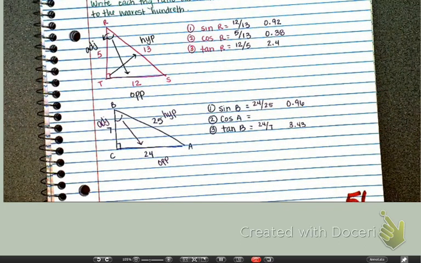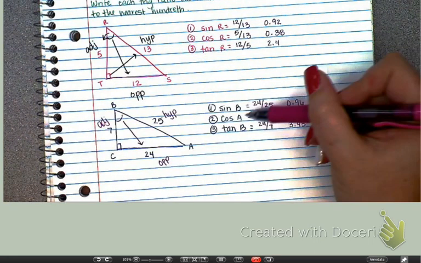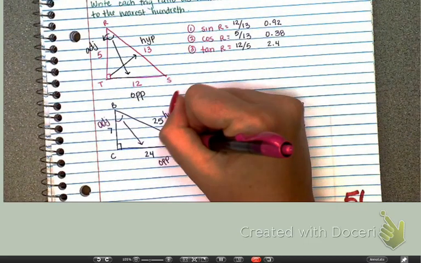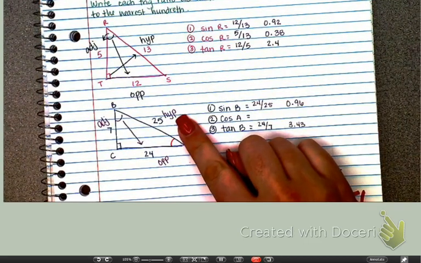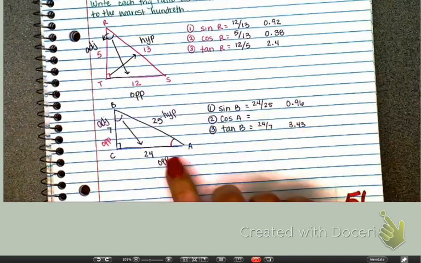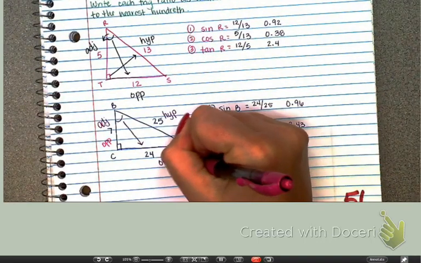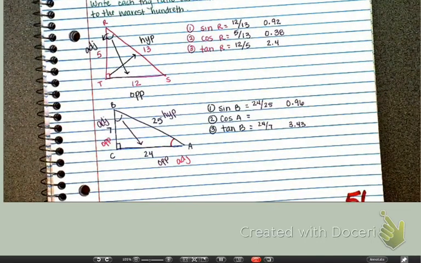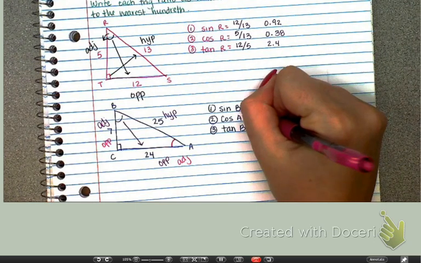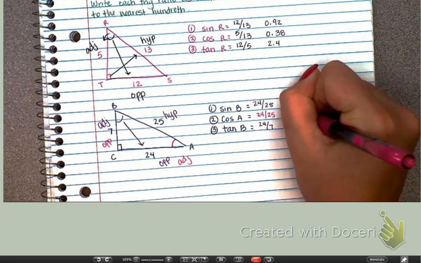Okay? Now, my reference angle is going to switch to A, so I have to relabel things. So if my reference angle is A, does the hypotenuse change? No. What does this become? The opposite side. And this one is adjacent. Okay, because my reference angle changed, my sides change. Cosine is what? Adjacent over hypotenuse. The adjacent now is 24. My hypotenuse didn't change, so I get 0.96.